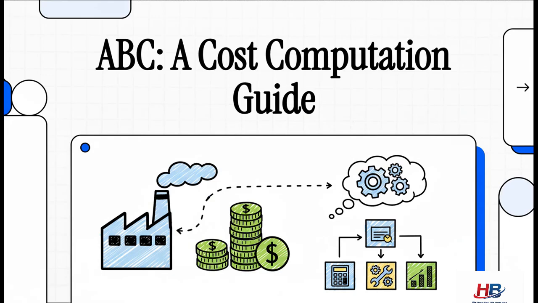There's this really powerful accounting tool out there that can completely change how a business looks at its own profits. Seriously. It's called activity-based costing, or ABC for short. And in this explainer, we're going to break down exactly how it works step by step.